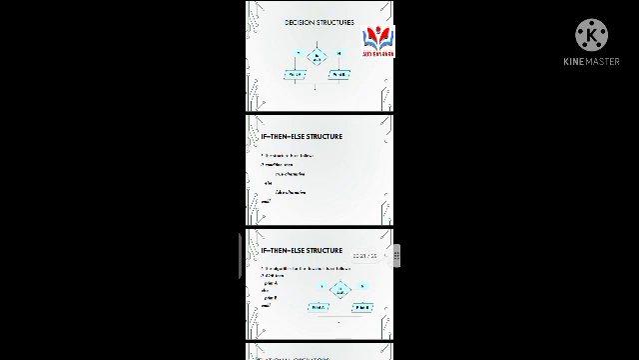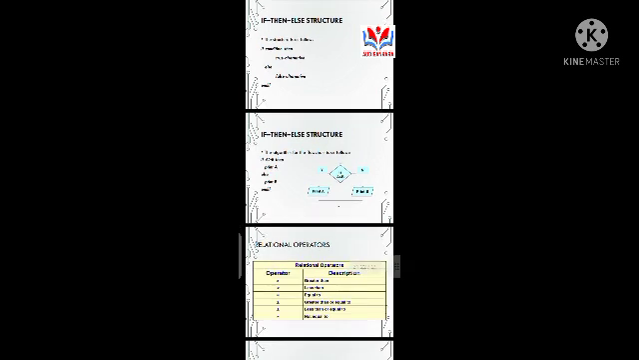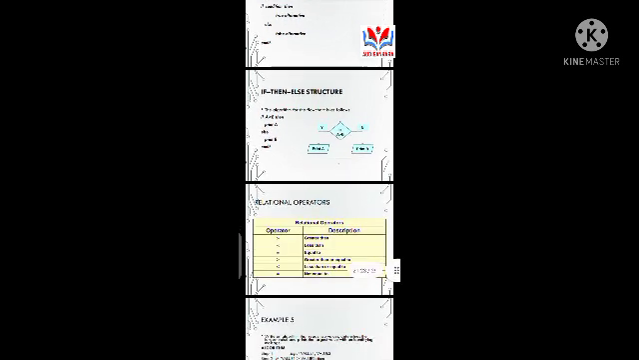Now the decision structure: if a is less than b, then print b, otherwise print a. The if-then-else structure is as follows: if condition, then true alternative, else false alternative, end if. The algorithm for the flowchart is as follows: if a is less than b, then print b, else print a.